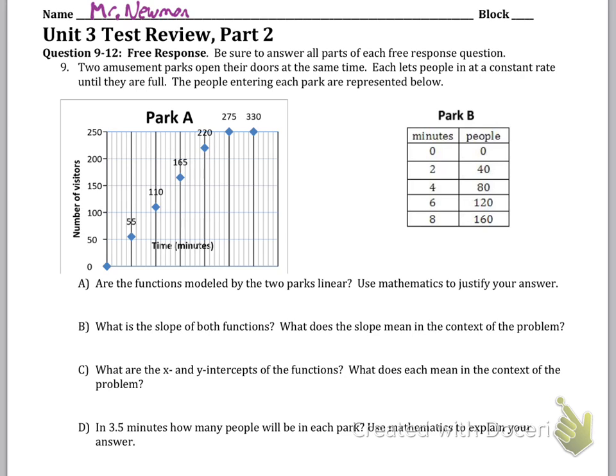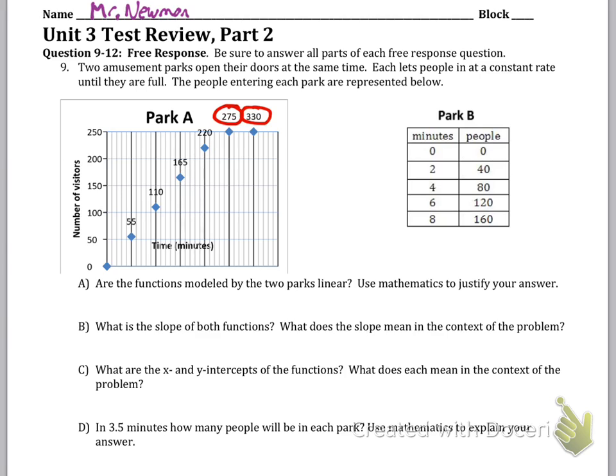So, let's get started. 2 amusement parks open their doors at the same time. Each lets people in at a constant rate until they are full. The people entering each park are represented below. So we have a graph and we have a table. Now I will tell you this will not happen on the test, but there is a typo on the graph, and I'll talk about that in a moment.